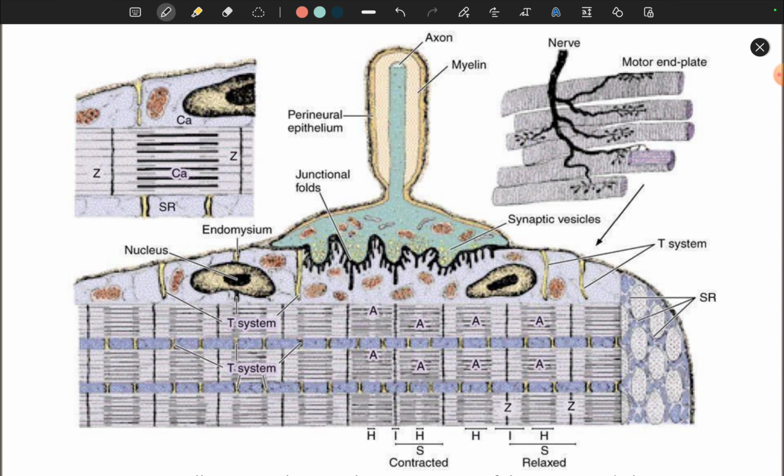This is the motor end plate, the site of the junction between the motor nerve and the muscle fiber.